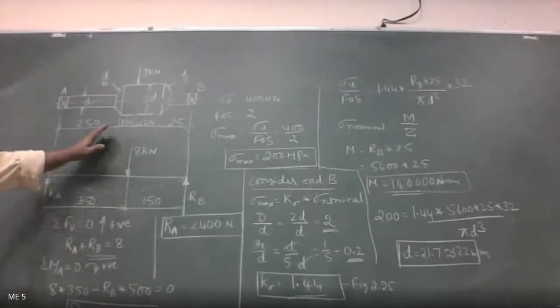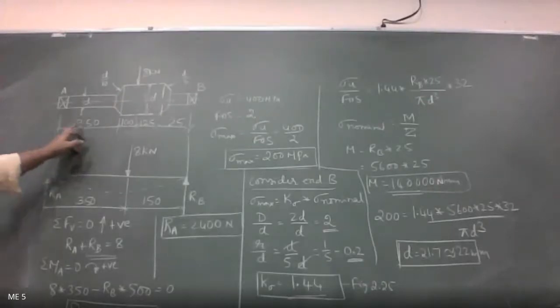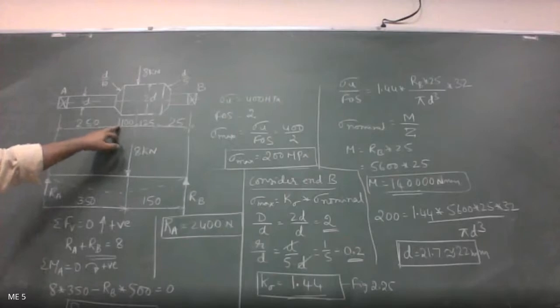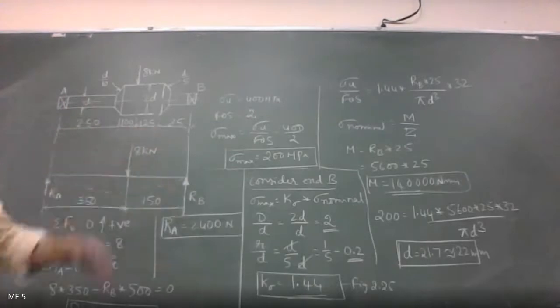Sir, here we'll take the larger value of diameter, right? Yeah, both P or definitely L. So now next what you need to do is consider reaction RA into the changeover of cross section, which is 250 mm over there. So RA into 250 will be the bending moment for end A. The remaining procedure remains the same.